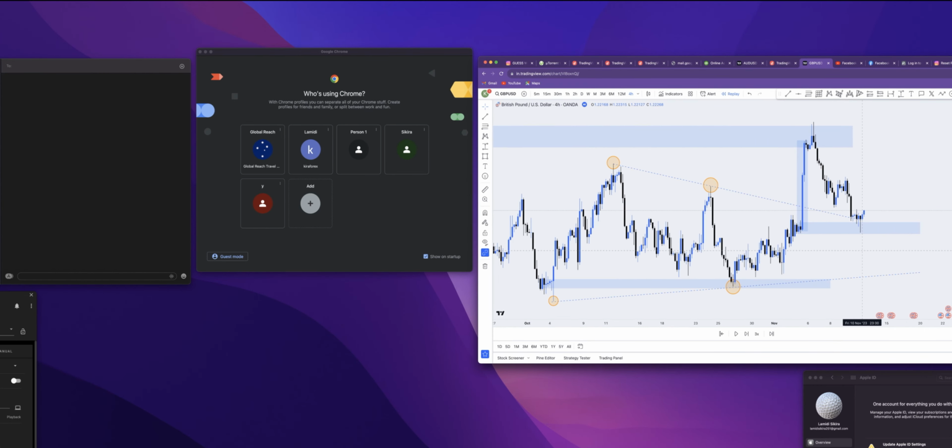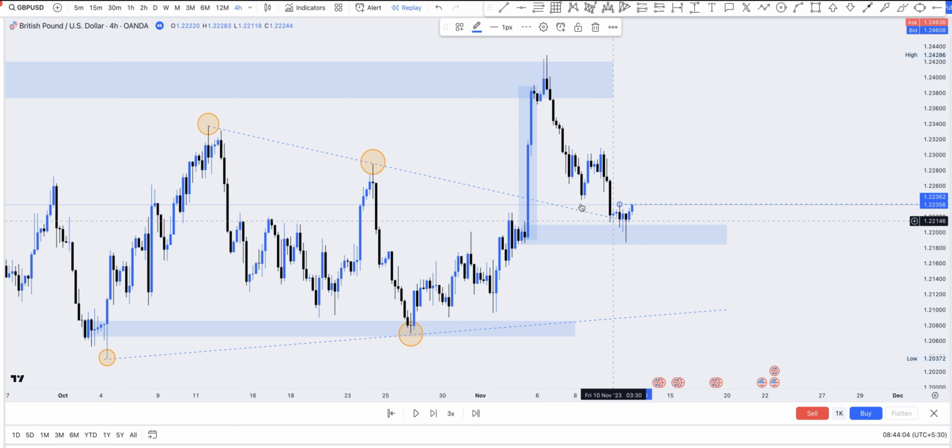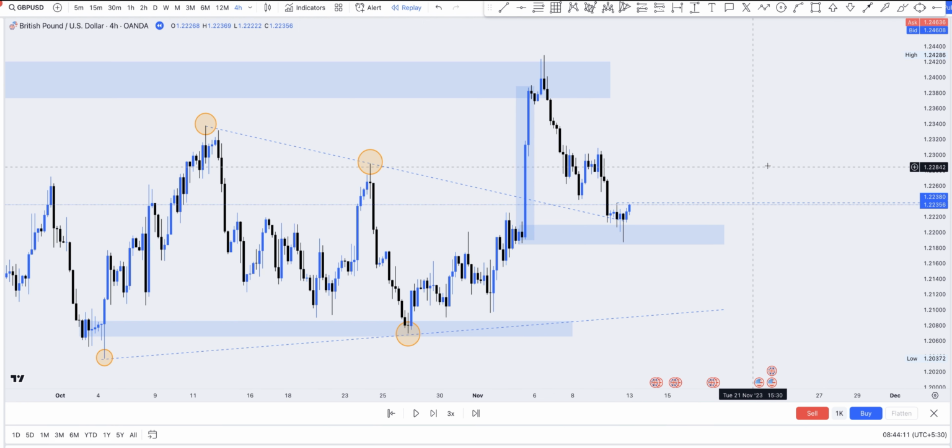So the next thing I did was to wait for this zone to break. This zone, this is another topic I'll be teaching in my next video. I was waiting for this current resistance zone to break. You see this zone where the line is, I was waiting for that current resistance zone to break.